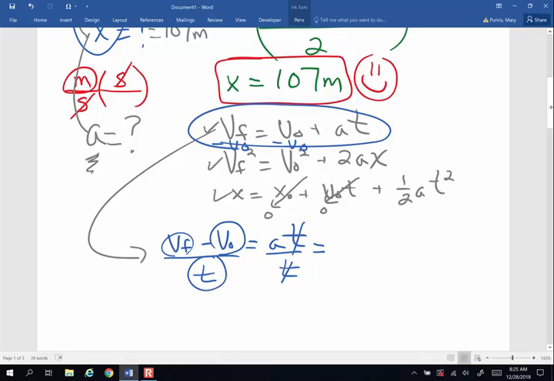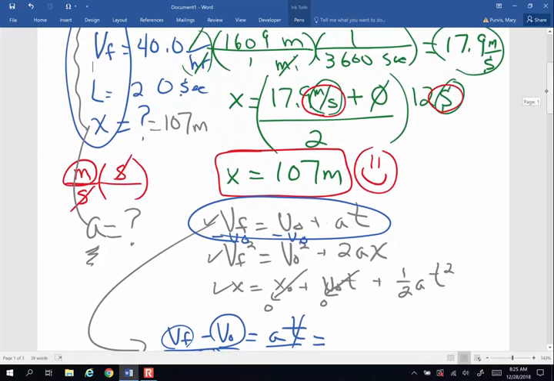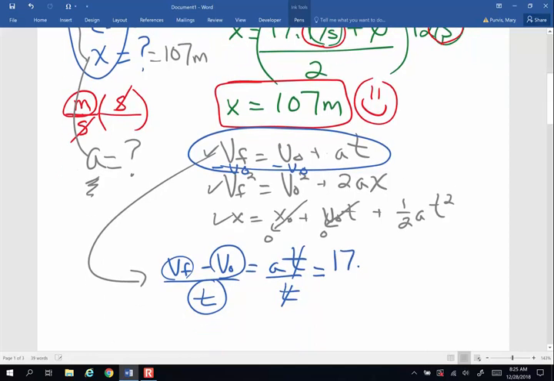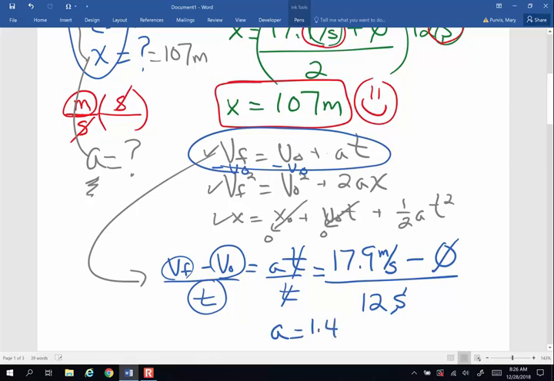Final velocity I found up ahead was 17.9 meters per second. So let's put that in: 17.9 meters per second minus original velocity of 0, divided by 12 seconds. So I am going to do 17.9 divided by 12, and I get a rate of acceleration of 1.49 meters per second squared.